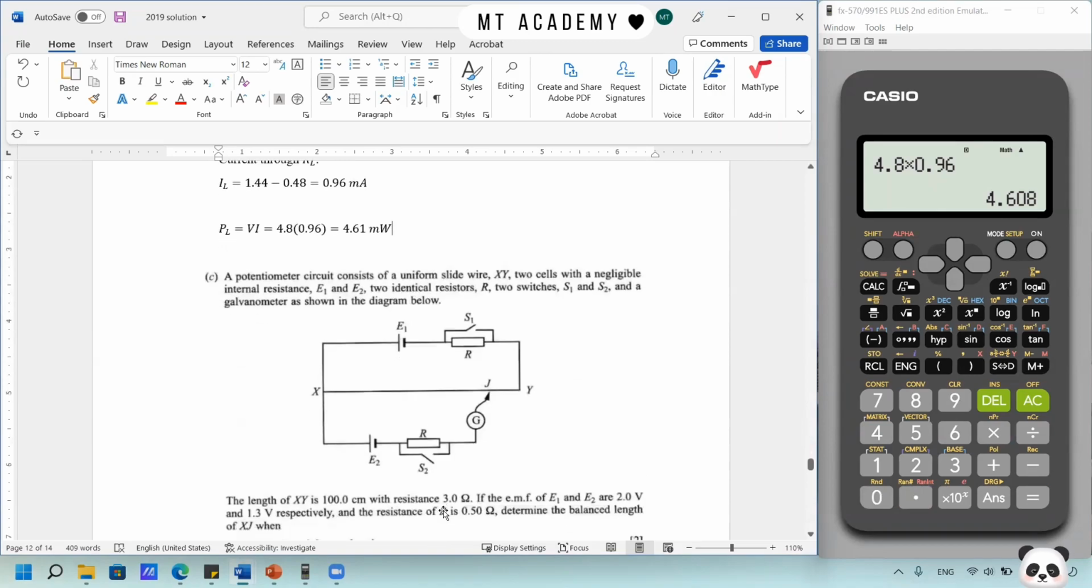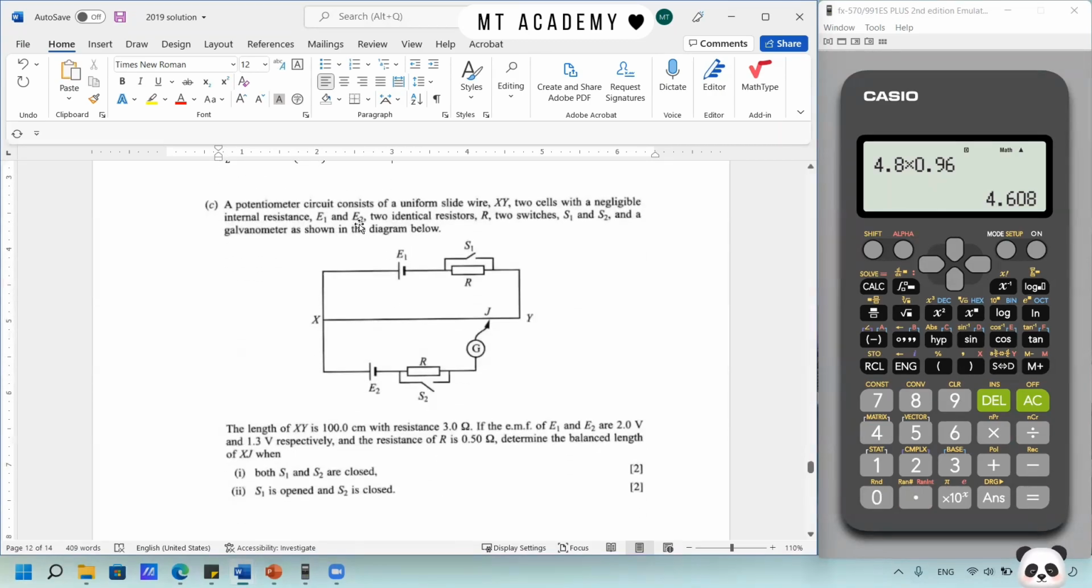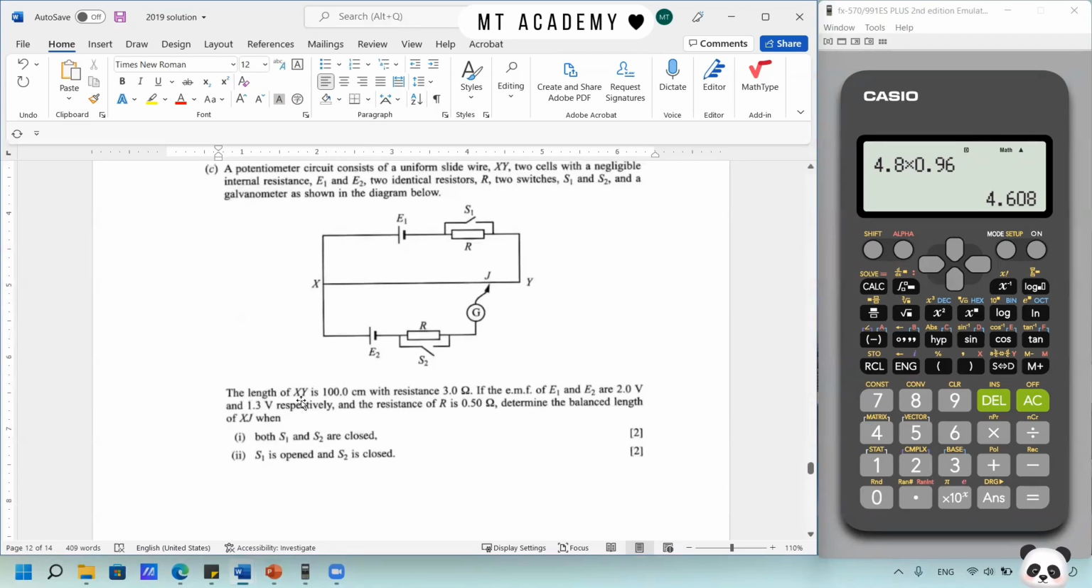Next, the potentiometer circuit consists of a uniform slide wire XY, two cells with negligible internal resistance E1 and E2, two identical resistors R, two switches S1, S2, and a galvanometer as shown in the diagram below. The length of XY is 100 centimeter with a resistance of 3 ohm. The EMFs E1 and E2 are 2 volt and 1.3 volt respectively. The resistance of R is 0.5 ohm. So a lot of information has been given.